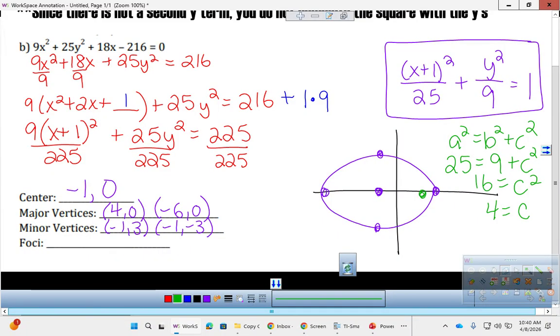Somewhere here. If we went up and down the 4, we'd end up outside of the shape, and the focus is always inside of the shape. So if I go right 4, I'd be at 3, 0. And if I go left 4, I'd be at negative 5, 0. Obviously, that's much easier to do if you have a graph.